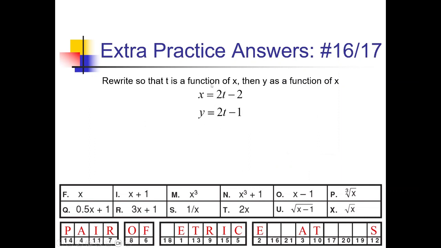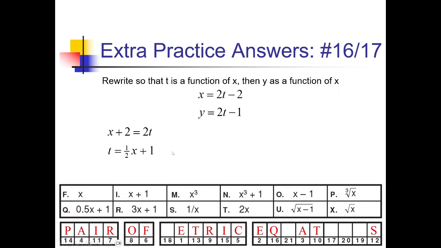For 16, trying to isolate the t here, I'm going to add 2 to the other side. That's going to be x plus 2 equals 2t. And then dividing both sides by 2. It looks like there's no big fraction sort of answers here, so I'm just going to divide each thing individually by 2. So we're going to have 1/2 x, or x over 2, plus 1, 2 divided by 2. So 1/2 x plus 1. The closest thing that matches is 0.5x plus 1. So that's Q going in spot 16 right there.